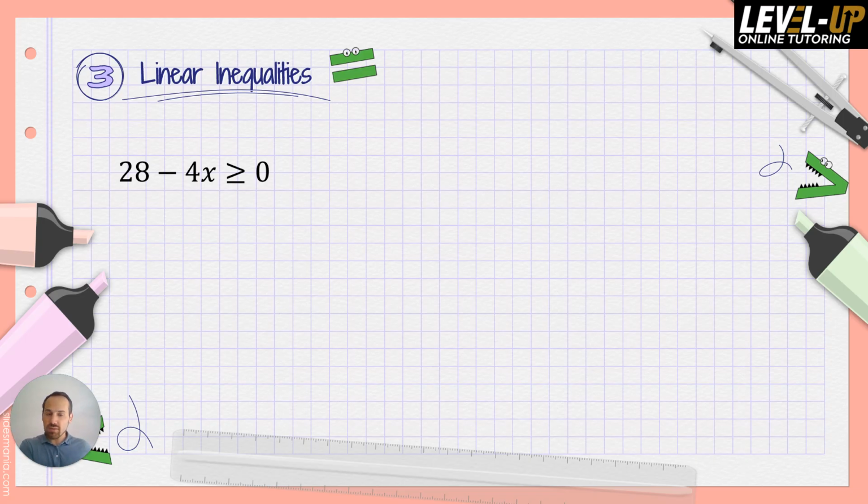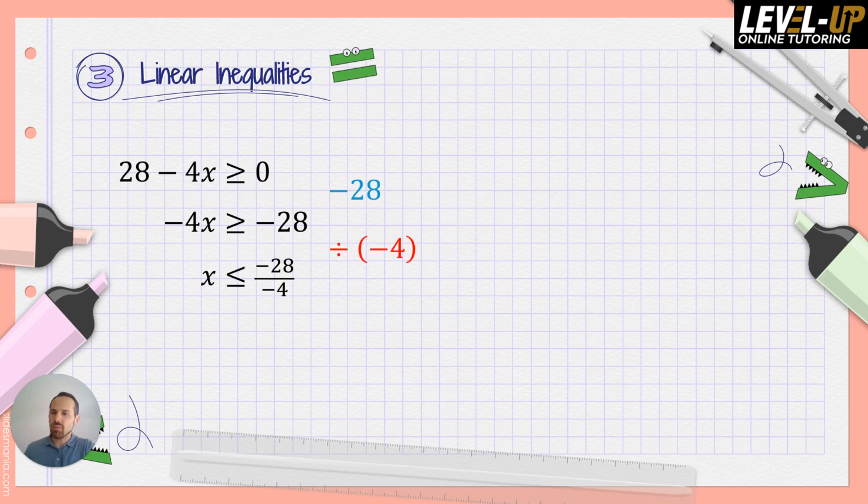Some cause it to flip, other ones might not. In this case, let's say I subtract 28 from both sides and I get this, and now I divide by minus 4 and I get this. You see the sign flips. And you see that sign there. This is something to be aware of as well.